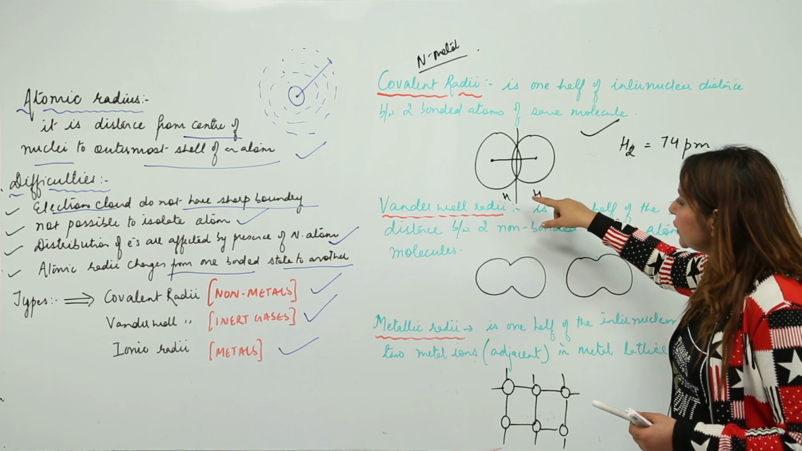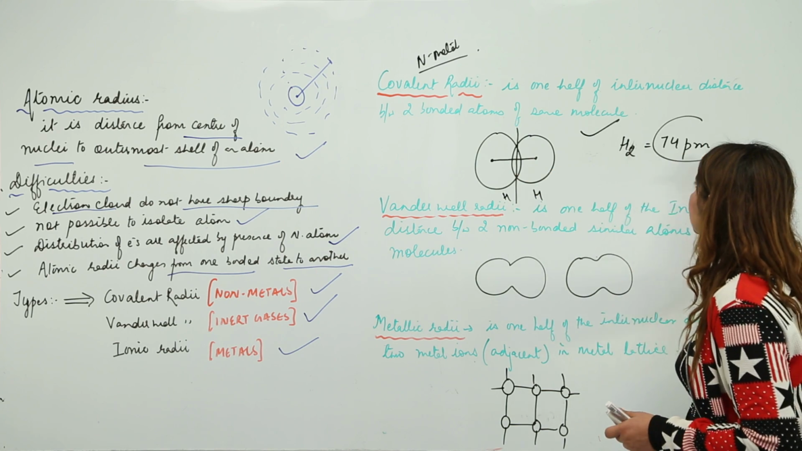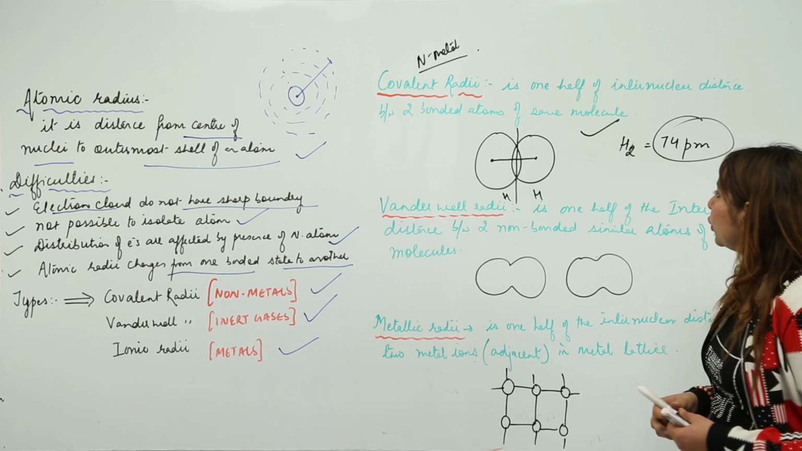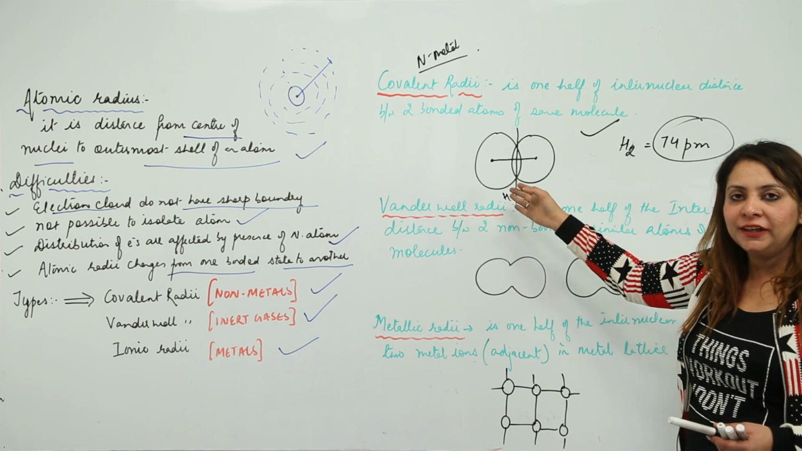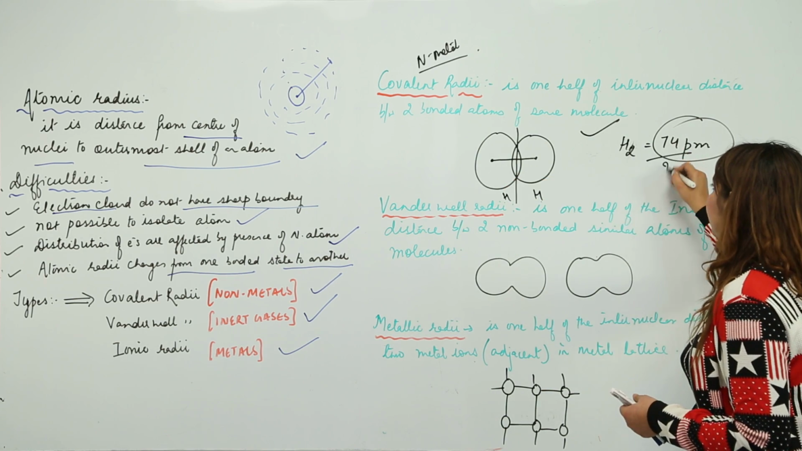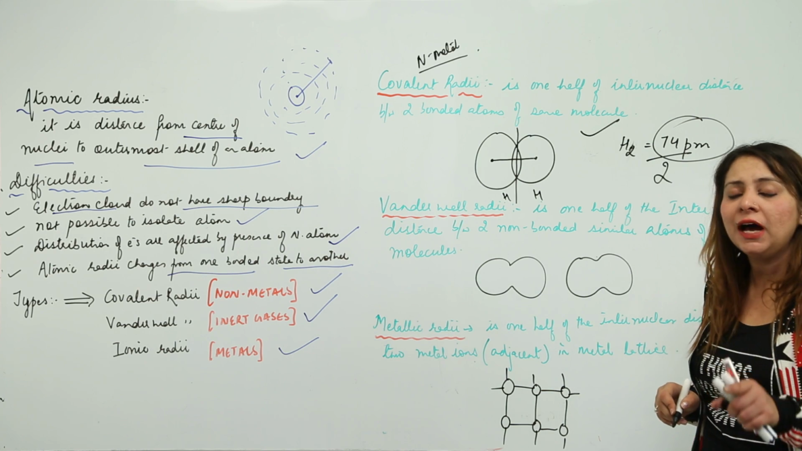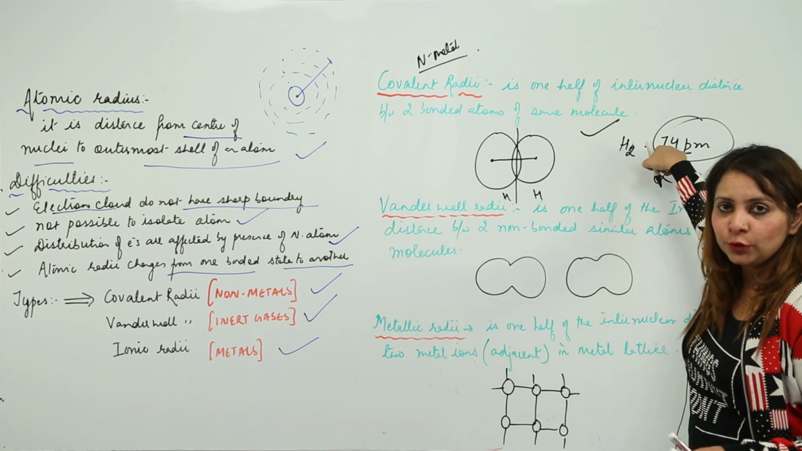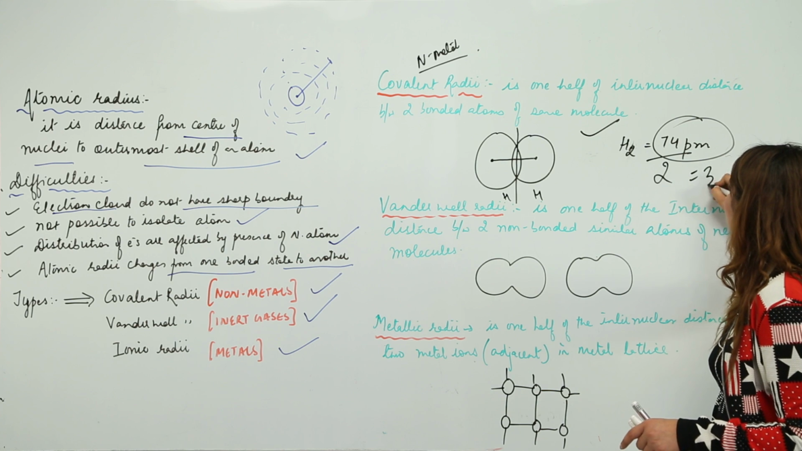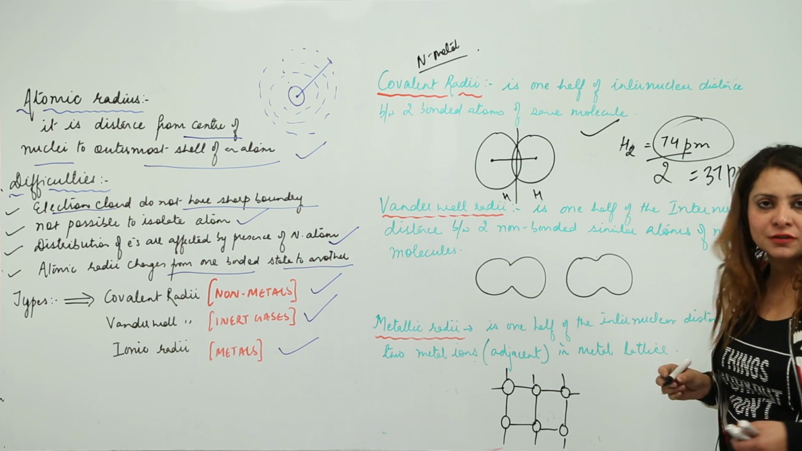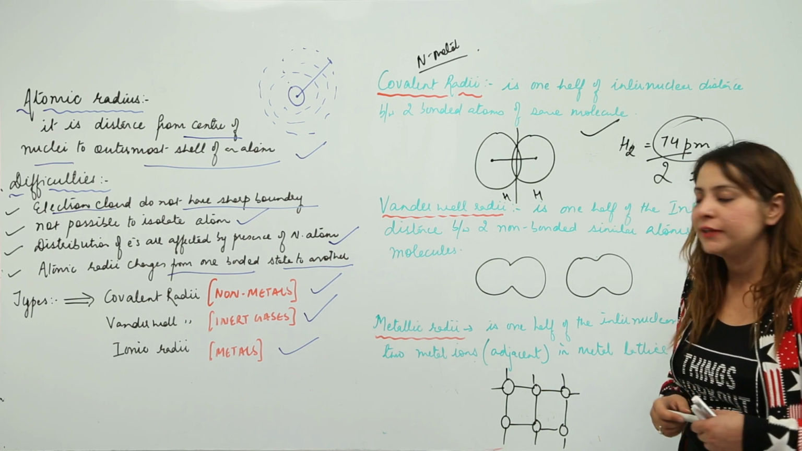So here what we have seen is this internuclear distance is approximately 74 picometer. So obviously if you talk about the atomic radius of a single hydrogen atom, it is divided by 2 because it is one half of the internuclear distance, and the internuclear distance is 74. So it comes out to be 37 picometer. So this is how you can know about the covalent radius.